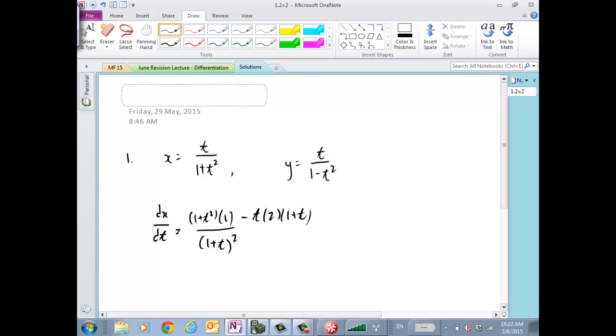You can do it your way, but take note that the way you remember it must be correct. Because of the way the quotient rule works, there's a negative sign, and if you remember it wrongly, you will have a negative issue. So, dy/dt.